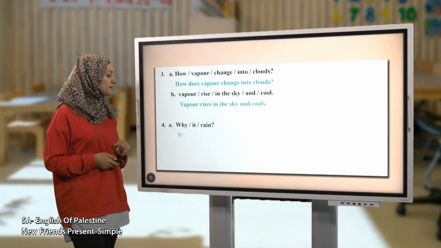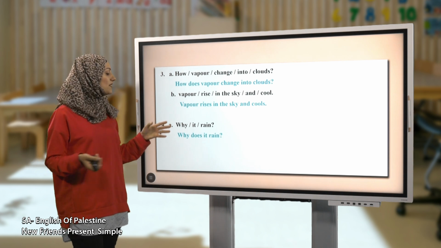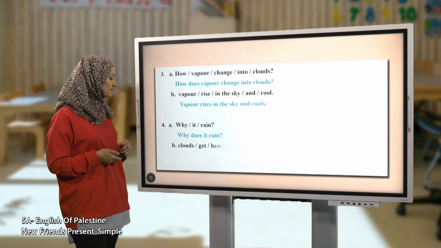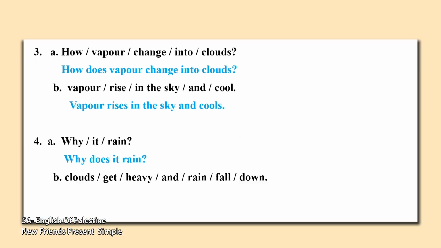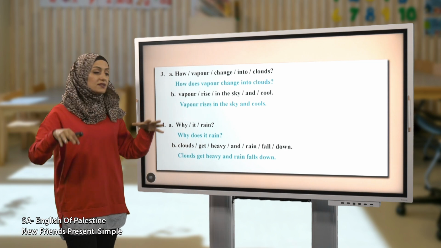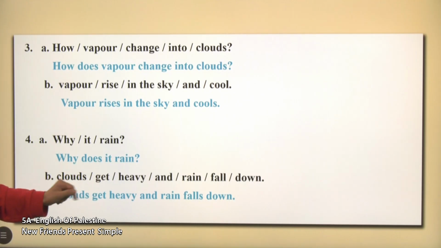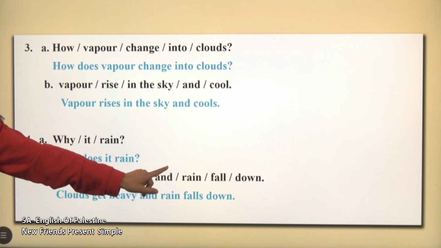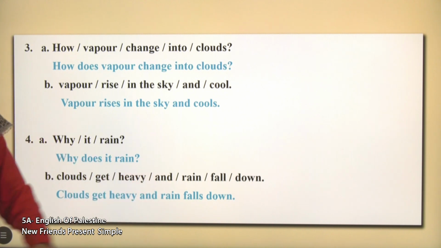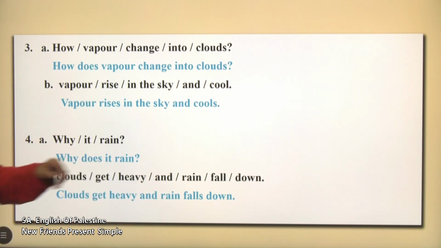Why it rain? The question becomes, why does it rain? The answer is, the clouds get heavy and rain falls down. Pay attention, because clouds are plural, we don't add s to the verb, while rain is uncountable, we don't count rain, so we add s to the verb, falls down.